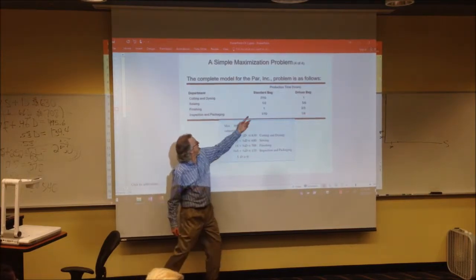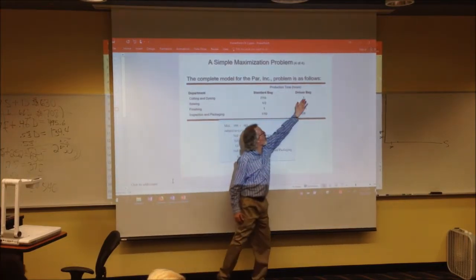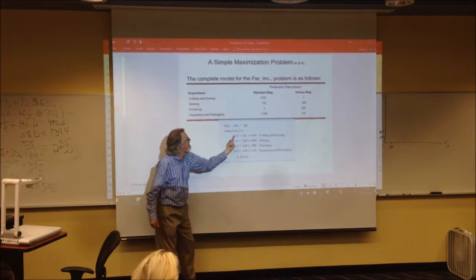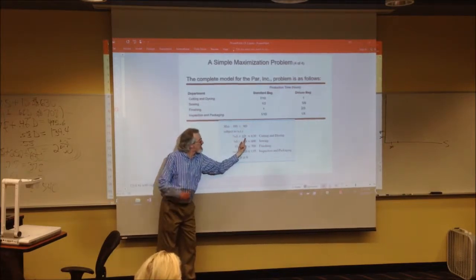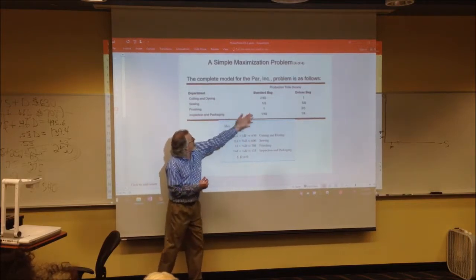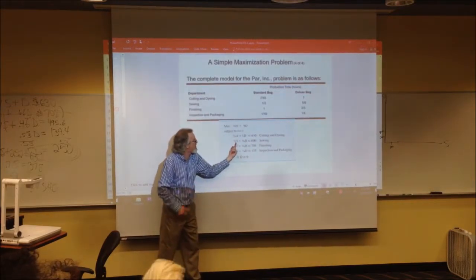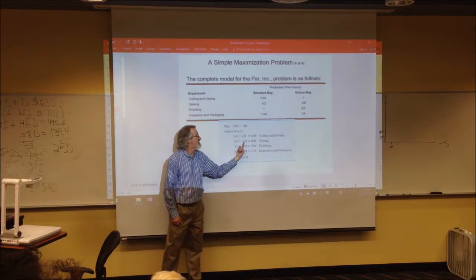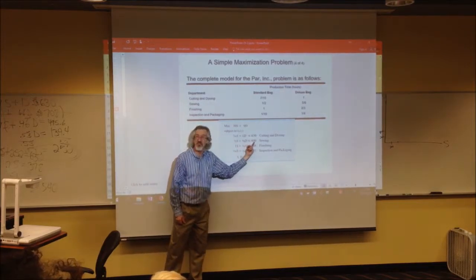Here is, hey, it takes 7/10 of an hour, and at 1 full hour in this department, 7/10 times standard bags plus 1 times deluxe bags, less than equals 630. It takes a half hour and 5/6 of an hour in the sewing department, so a half an hour for every standard bag, 5/6 of an hour for every deluxe bag, less than equals 600, and so on.